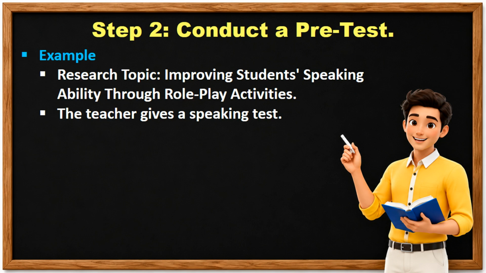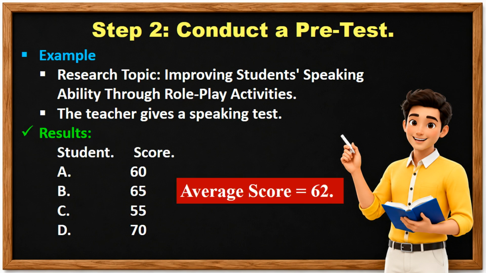Example. Research topic: improving student speaking ability through role-play activities. The teacher gives a speaking test. Results. Student A: 60. B: 65. C: 55. D: 70. Average score equals 62. This average becomes the baseline score.